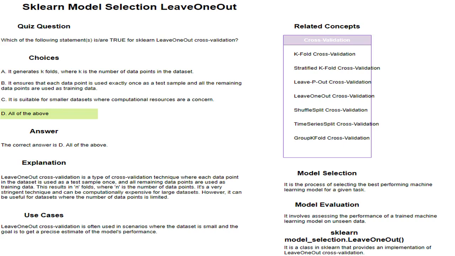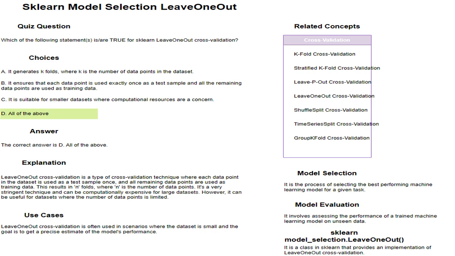Group K-fold cross-validation is a type of cross-validation that is used when the data is grouped. It ensures that data points from the same group are not split into different folds. Model selection: group K-fold cross-validation can be used to compare the performance of different machine learning models on a given dataset with grouped data.